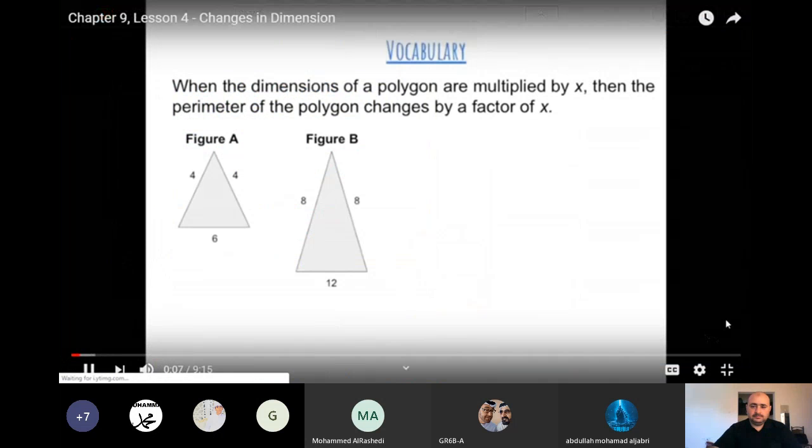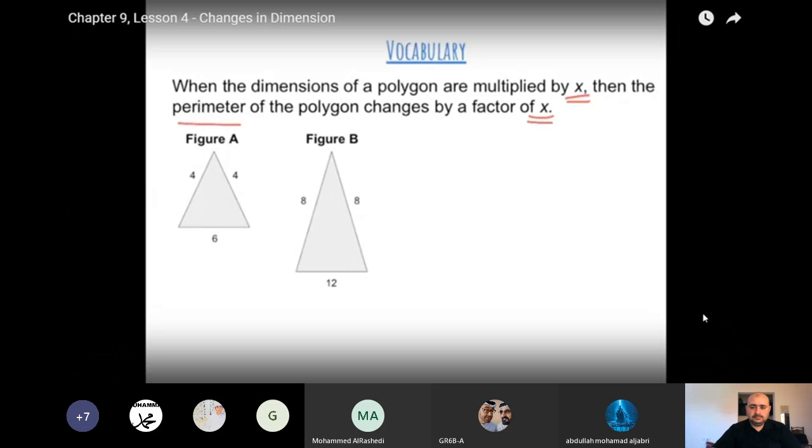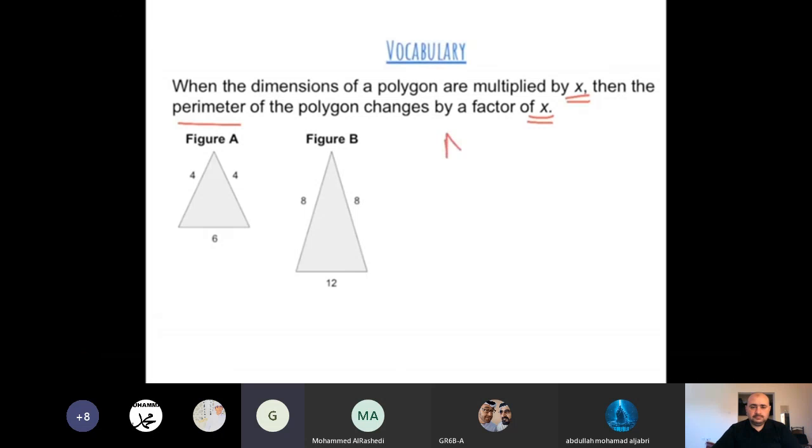When the dimensions of a polygon are multiplied by some number x, then the perimeter of the polygon changes by that number times the perimeter. For example, the perimeter of figure A would be 4 plus 4 plus 6. 6 plus 4 gives us 10. 10 plus another 4 gives us 14.